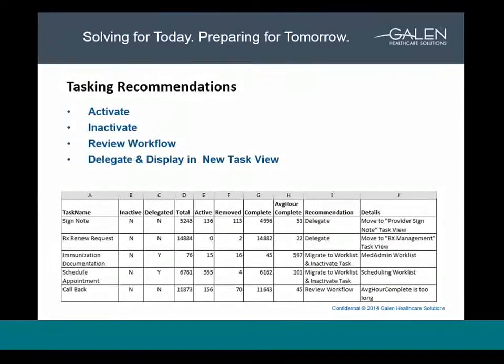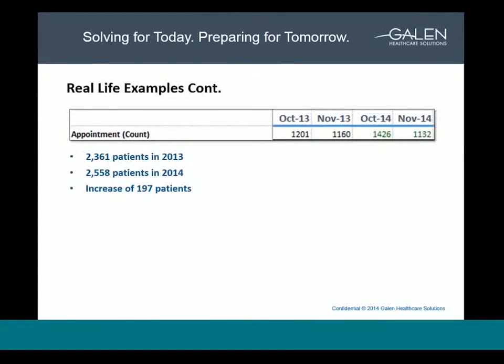Now we're going to take a look at some real-life examples. In the first example, we're going to take a look at the task optimization piece, and this includes the number of appointments, average time to completion, and some pre- and post-optimization comparisons. In this slide, we are comparing the total appointment count between October and November of 2013 versus October and November of 2014. In 2013, this office saw 2,361 patients over this 2-month span, and in 2014, they saw 2,558 patients, which is an increase of roughly 197 patients.